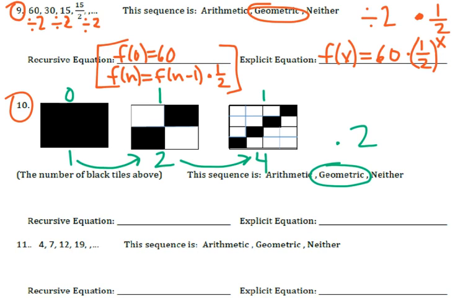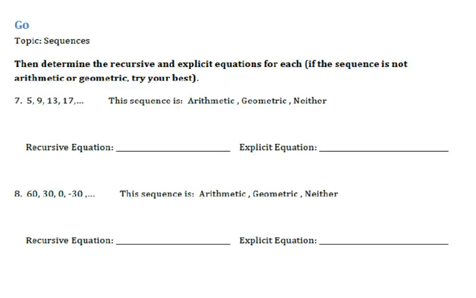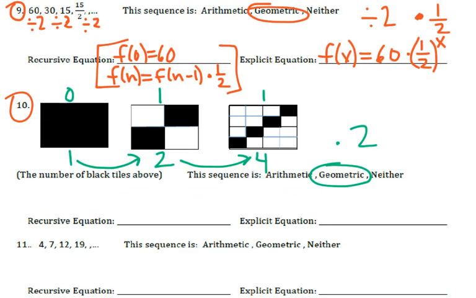So, I think I'll let you guys deal with that one. I wanted to do an arithmetic one, actually. Let's take a look at 7 then. I think from there you can get the recursive and the explicit.